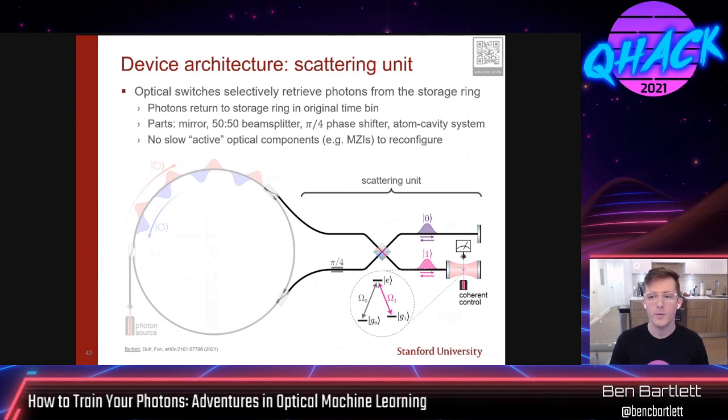The scattering unit would be pretty simple to build experimentally. The only parts here are the waveguides, a mirror, a fixed beam splitter, a fixed phase shifter, and an atom cavity system. So really the only involved component is the coherently controlled atom cavity system, but this has been experimentally demonstrated many times before. Importantly, there are no slow active optical components like MZIs or adjustable phase shifters to reconfigure. So you can have a very fast cycle time.